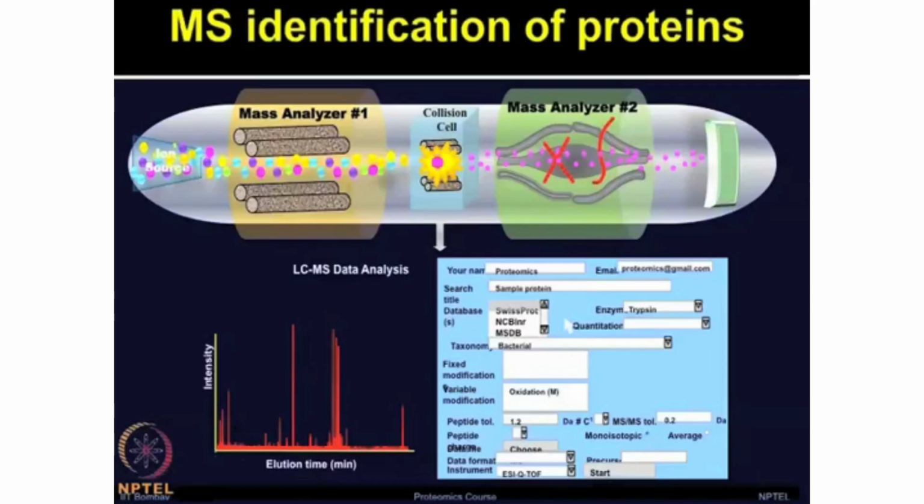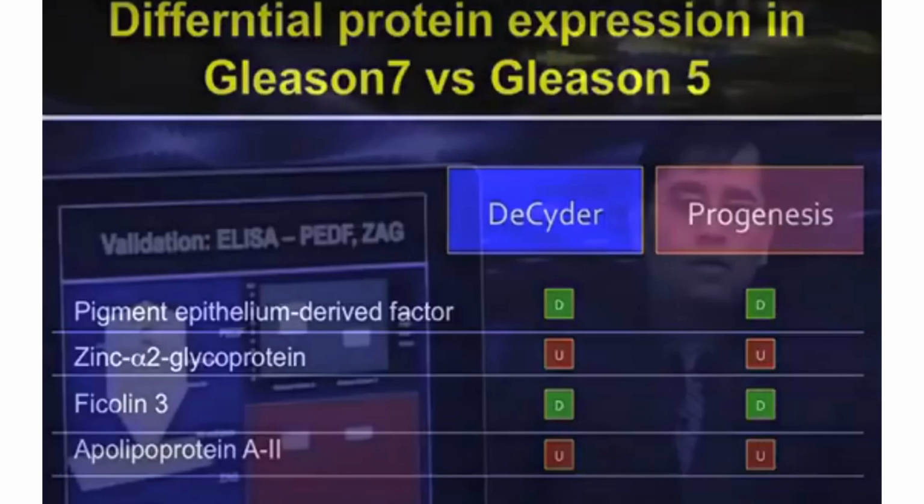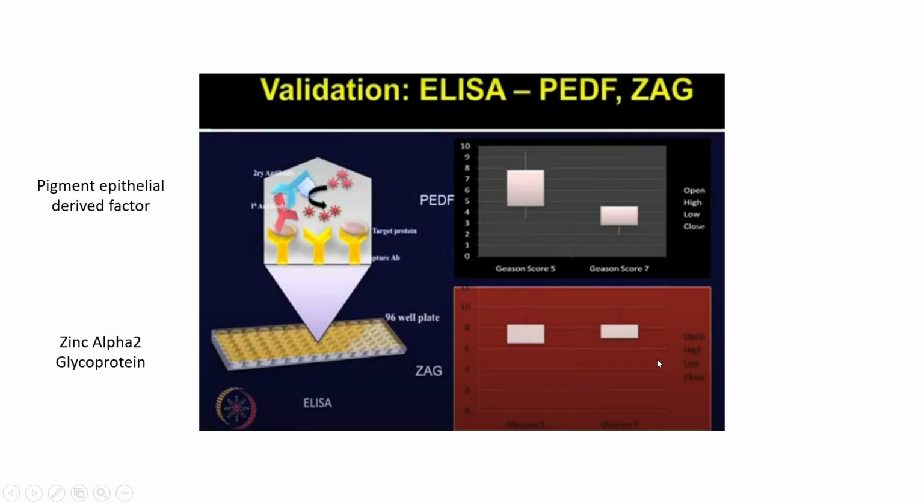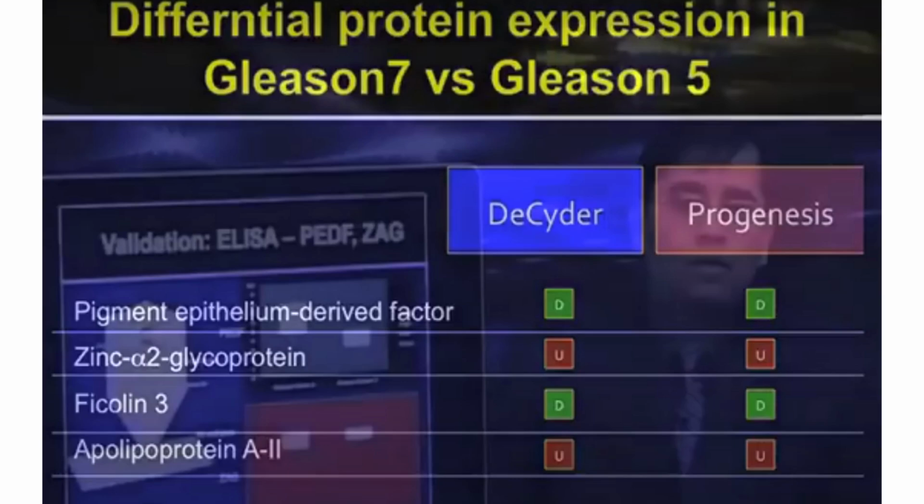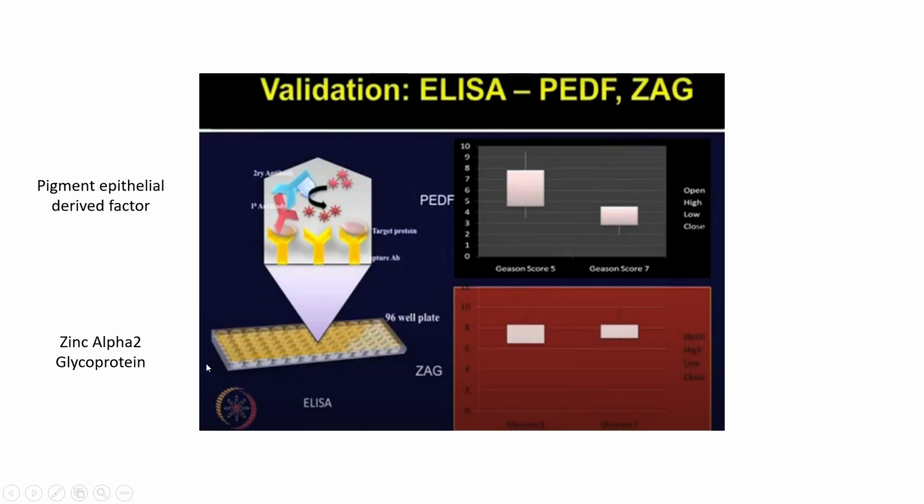Then accordingly, DIGE was performed and mass spec. So that told us that these are a few proteins which are upregulated. These are a few which got downregulated. So these are the same proteins, PEDF and zinc alpha glycoprotein. The PEDF got upregulated in these specific patients, whereas zinc alpha glycoprotein was similar in both the Gleason score patients.